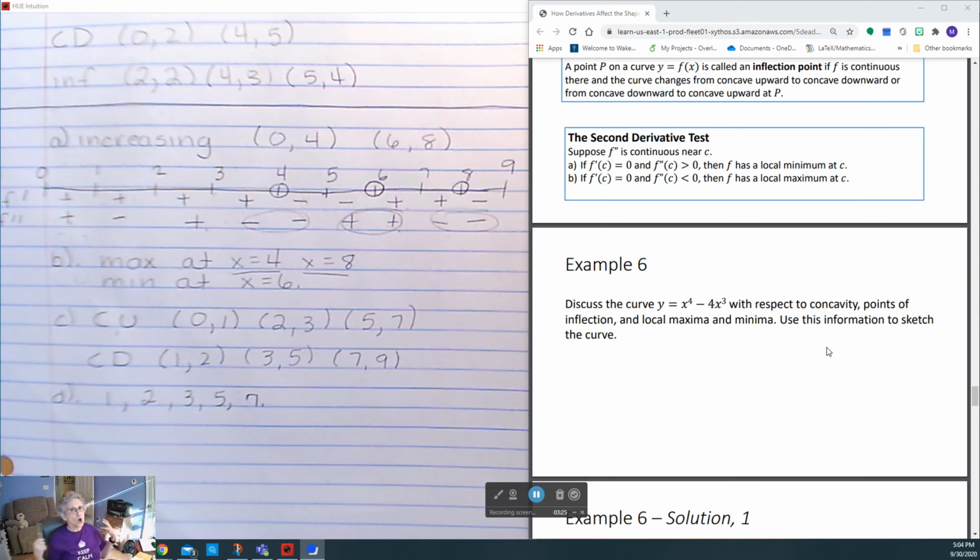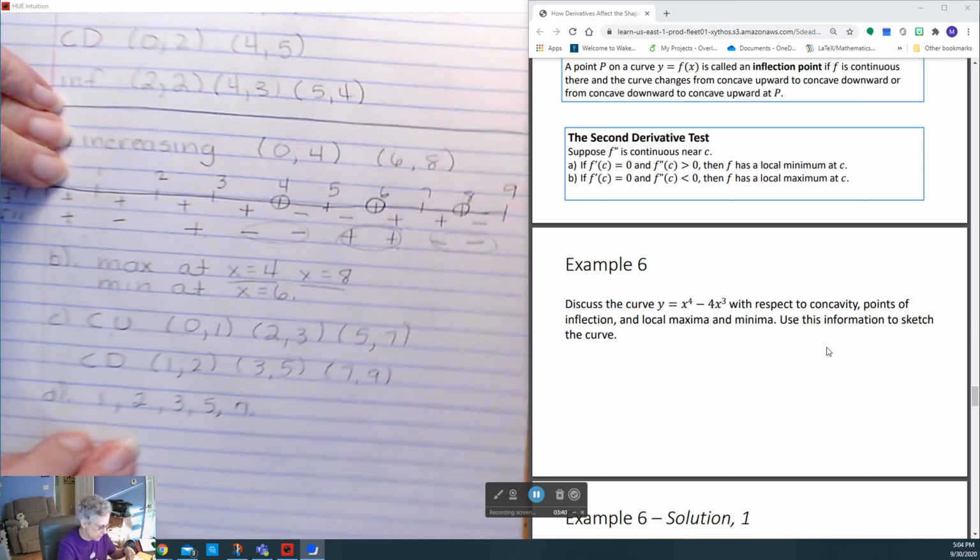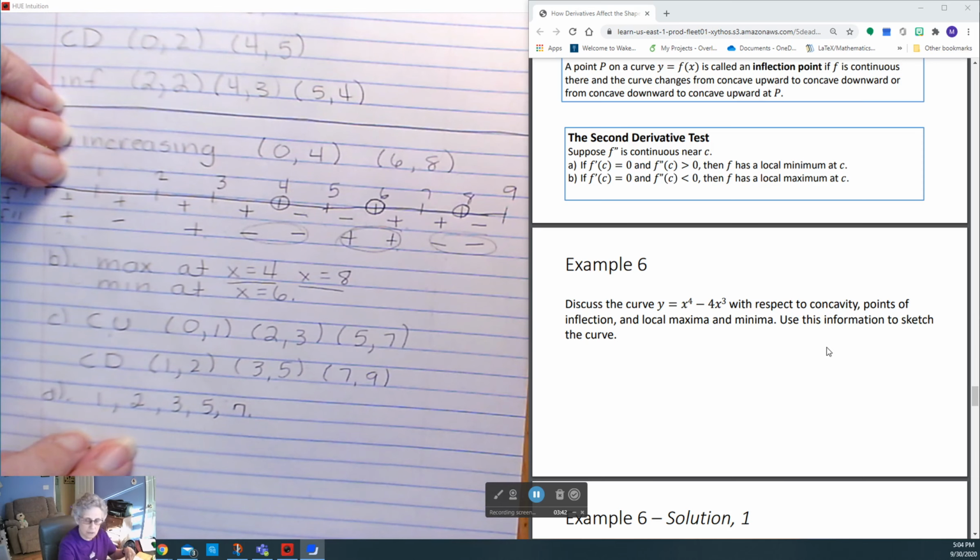So our whole goal in this is to be able to sketch curves. We're not going to be able to sketch the really complicated ones yet. We need L'Hopital's rule, and we'll talk about end behavior. But we can do example 6, because it's not too hard to graph.